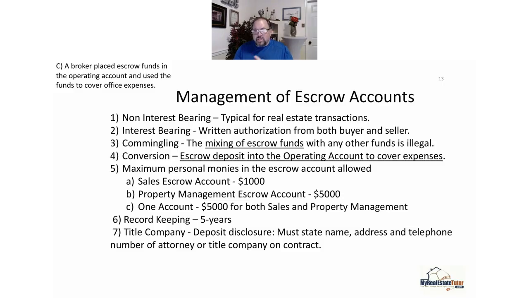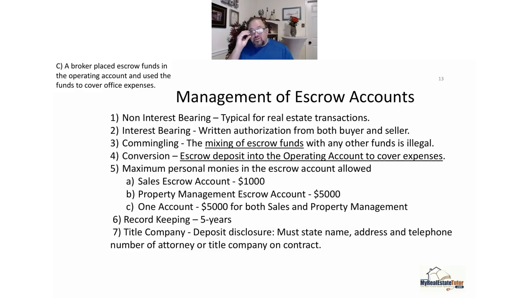A couple other things you want to know about managing escrow accounts. Remember, non-interest-bearing is typically for a real estate transaction, although with written authorization from the buyer and seller, an interest-bearing account for a transaction can be approved. And then for Florida, the maximum for a sales escrow account that a broker can keep is $1,000 of personal money. That's not considered commingling.